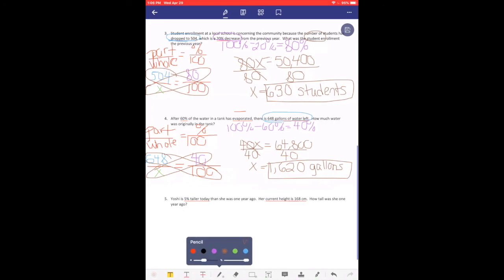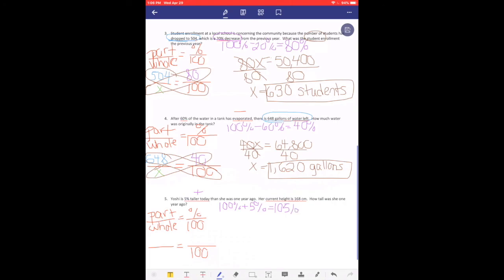Okay, so I'm going to set up my proportion: part over whole equals percent over 100. When I fill this in, the 100 always stays in the bottom right. For the percent, 5% taller, that means that our percent is increasing. So if I start at 100%, I'm adding 5%. 100 plus 5 is 105%. So in that percent section, we're filling in 105.